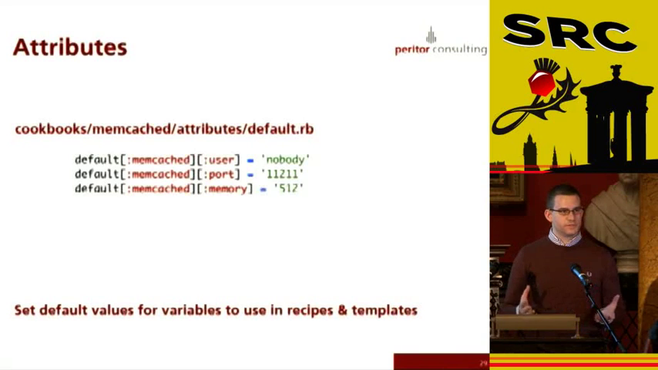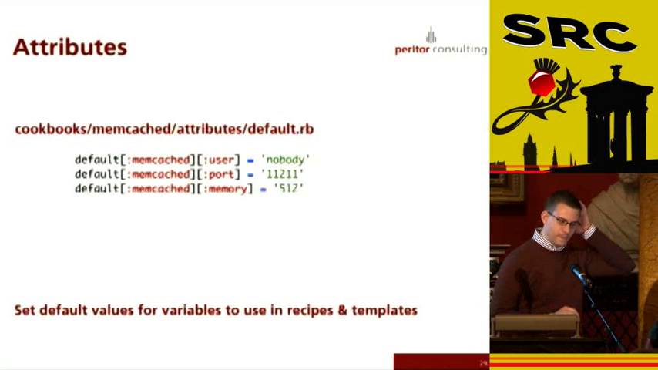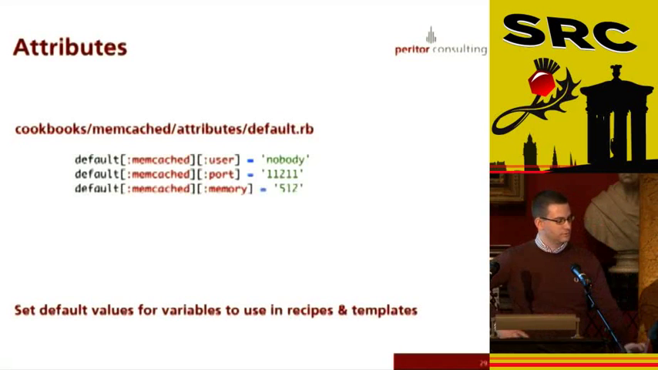So this way you just extract variables so you don't have to use the same value everywhere in your recipes. And by doing so, you can nicely also override it. Attributes have a way of overriding them, which I'm not going to talk about too much. But you can override them, which is great for having defaults and then having the user decide on different values.